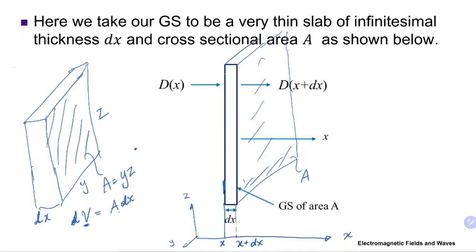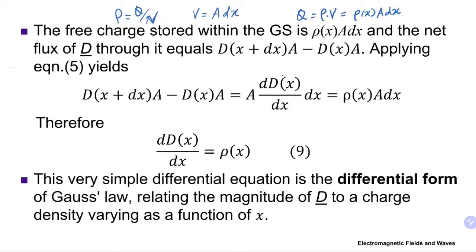So the net D inside here will be the difference between the two, and therefore we have D(x+dx) times A minus D(x) times A, and that has to be equal to the charge enclosed. So this is a very similar problem to our charge surface interface. Just now, when we looked at the interface, D1 was going in and D2 coming out, and that interface has a charge density. So this is a very similar problem.